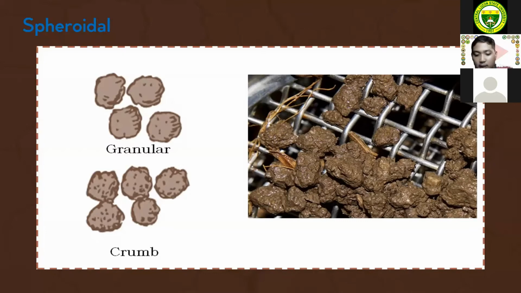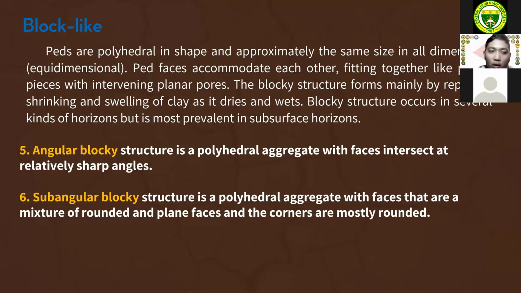Okay? Then blocklike. These are polyhedral in shape and approximately the same size in all dimensions or equidimensional. Ped pieces accommodate each other, fitting together like puzzle pieces with intervening planar pores. The blocky structure forms mainly by repeated shrinking and swelling of clay as it dries and wets. Blocky structure occurs in several kinds of horizon but is most prevalent in subsurface horizon. So karaniwan sa subsurface horizon na nakikita yung blocklike structure.